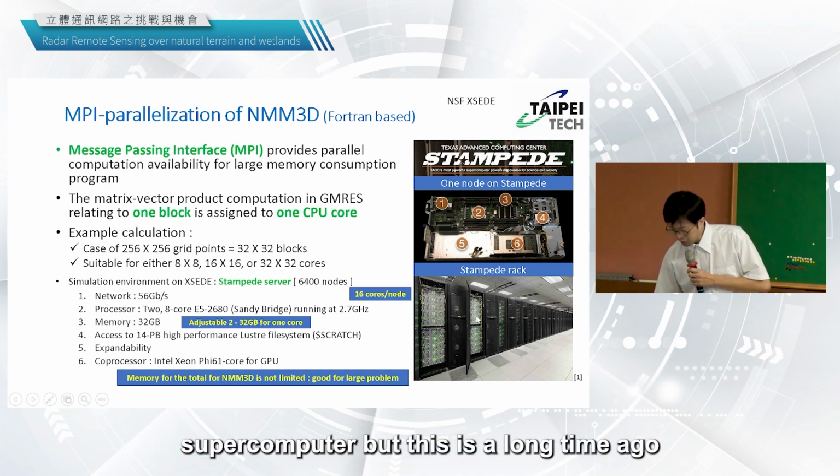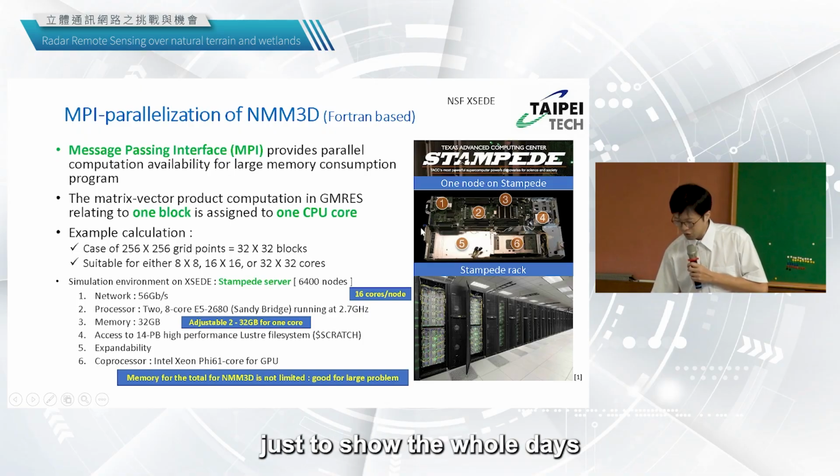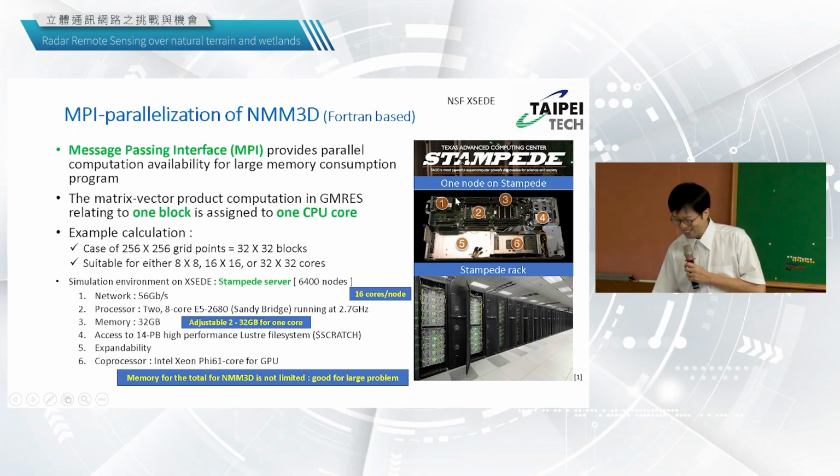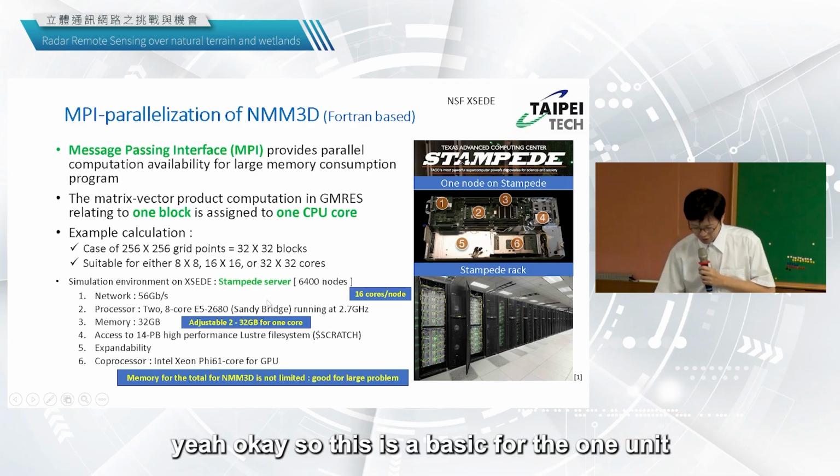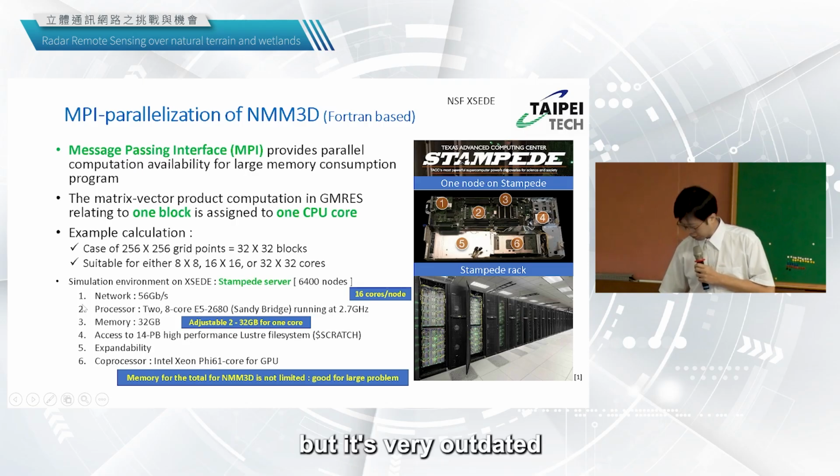In the past, we simulated this rough surface using a supercomputer, but this was a long time ago, just to show the old days. This one is at Stampede in Texas. So this is the basic setup for one unit, but it's very outdated.